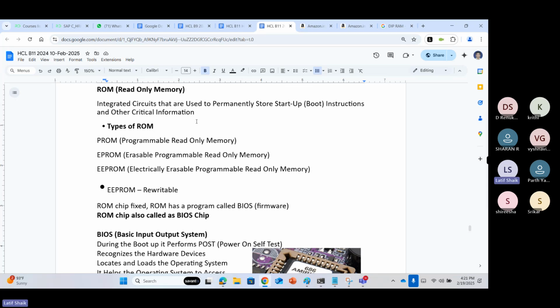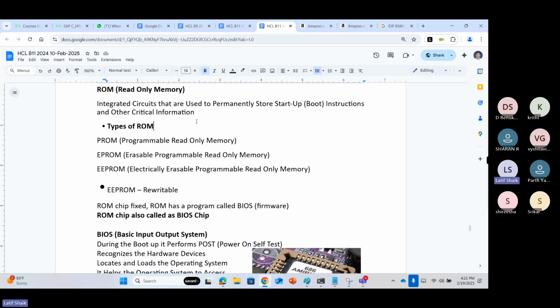Next is erasable programmable read-only memory, EPROM. Whatever is programmed, we are able to erase it. If you wrote a program and it's not working, or you don't like it, you can erase it. The last one is EEPROM chips. These EEPROM chips are rewritable chips.